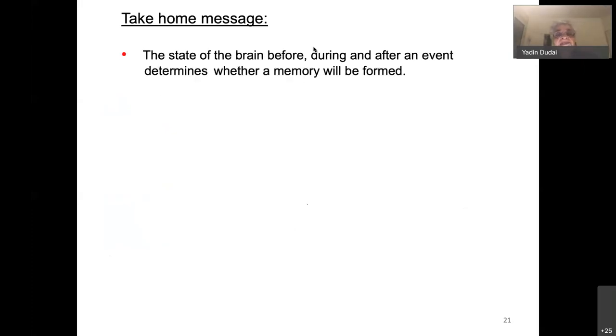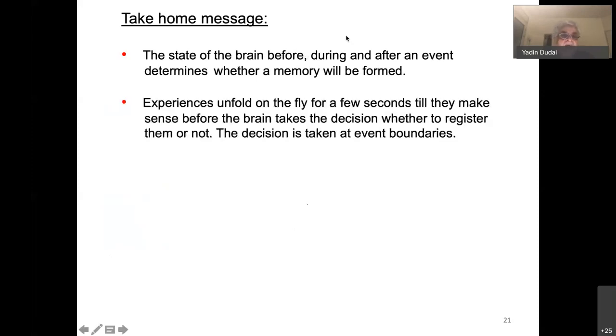So what's the take-home message? A, the state of a brain before, during, and after an event determines whether a memory will be formed. So the state of the brain before the present, during the present, and after the present determines whether the memory will be formed. It's not only the present time that is encoded in your brain as a memory. Experiences unfold on the fly for a few seconds. This is the order of magnitude of time present in cognitive brain research, till they make sense. They have to make sense.